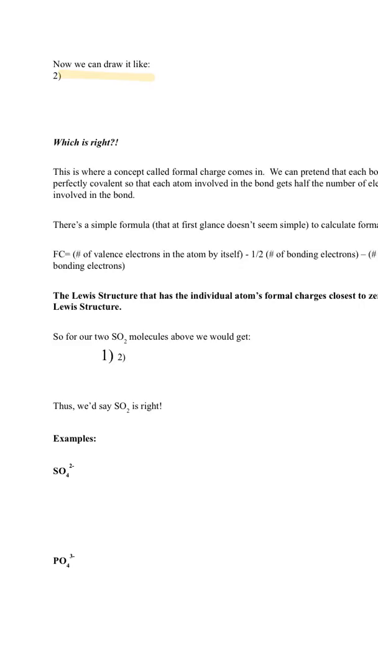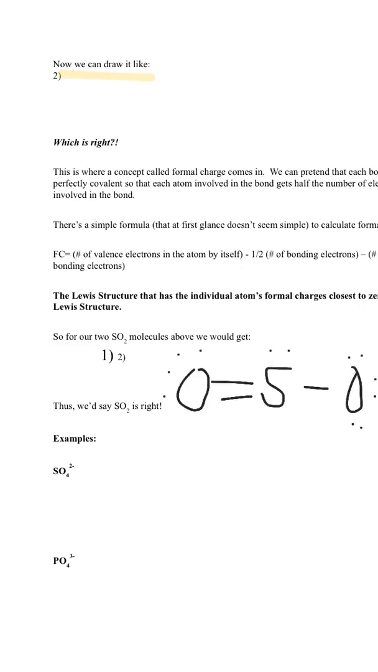There's a simple formula that may at first look a little more complex, but it's really not at all, to calculate the formal charge for each atom. So you calculate the formal charge for each atom in the resonance structure. It's the number of valence electrons that you would expect the atom to have. So for instance, oxygen, we expect it to have 6 based on the periodic table. So it would be 6 there, minus half the number of bonding electrons that we have between sulfur and oxygen, minus the number of non-bonding or lone pair electrons on each atom.